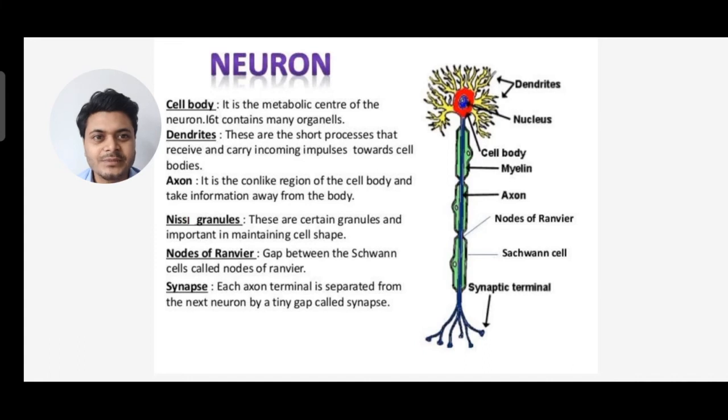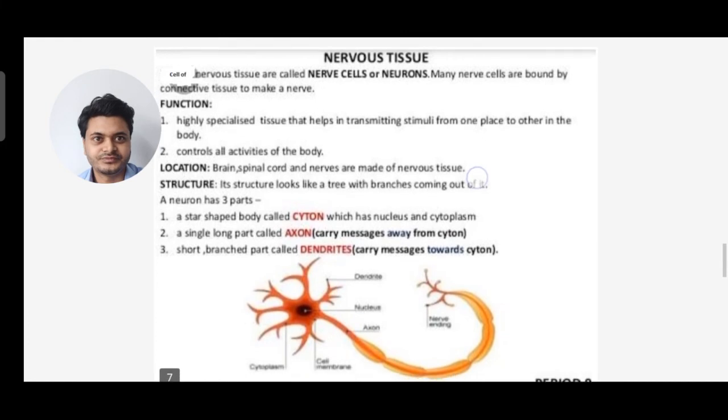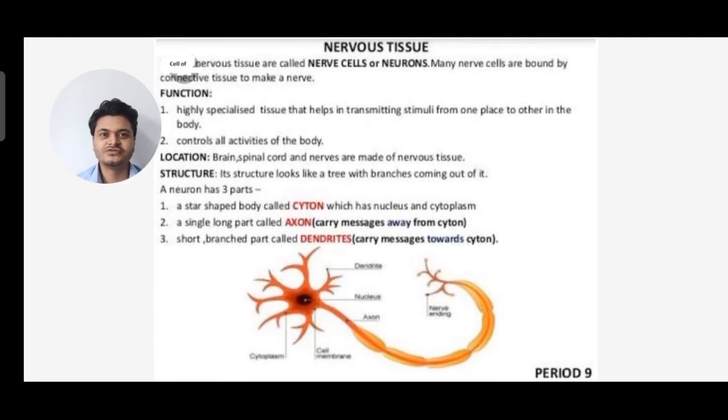Now what is a synapse? Each axon terminal is separated from the next neuron by a tiny gap called a synapse. If two neurons are placed side by side, one after another, between the tail of the first neuron and the head of the second neuron there is a gap that is called a synapse. You can see the functions of nervous tissue here. It is a highly specialized tissue that helps in transmitting stimuli from one place to another in the body, and it controls all the activities of the body.